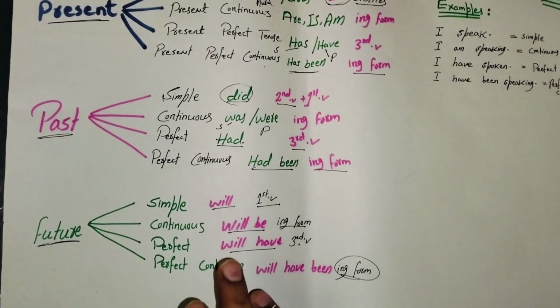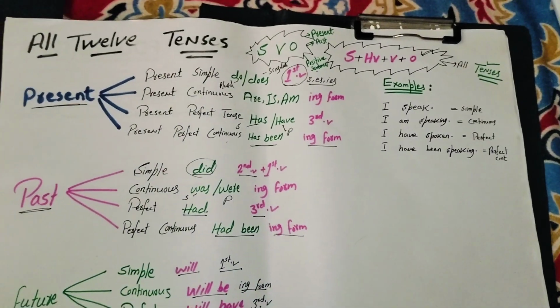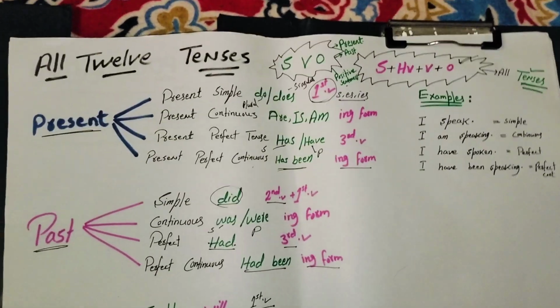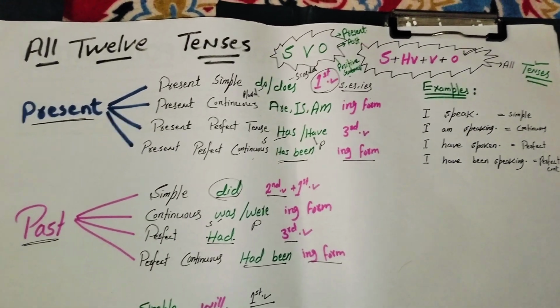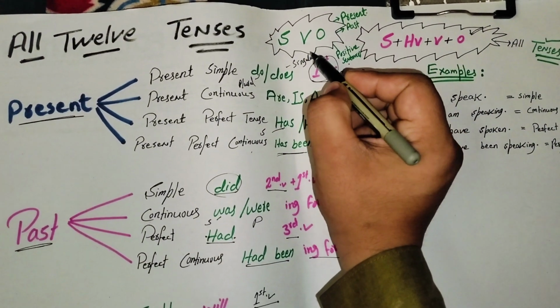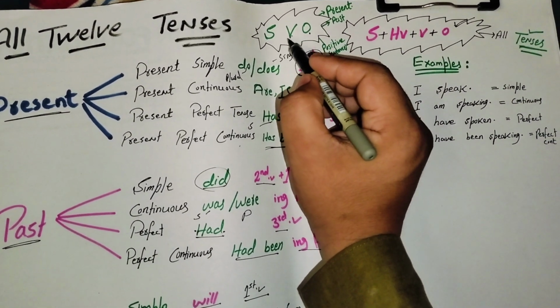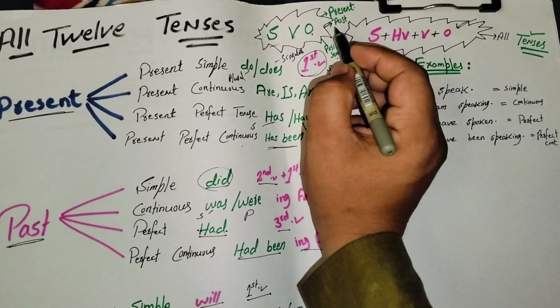But there is one thing you should remember about all of these tenses: how could we use them in a sentence? So we need a sentence structure. The very first structure is the SVO formula: subject, verb and object. And this formula applies only in present and past tenses.